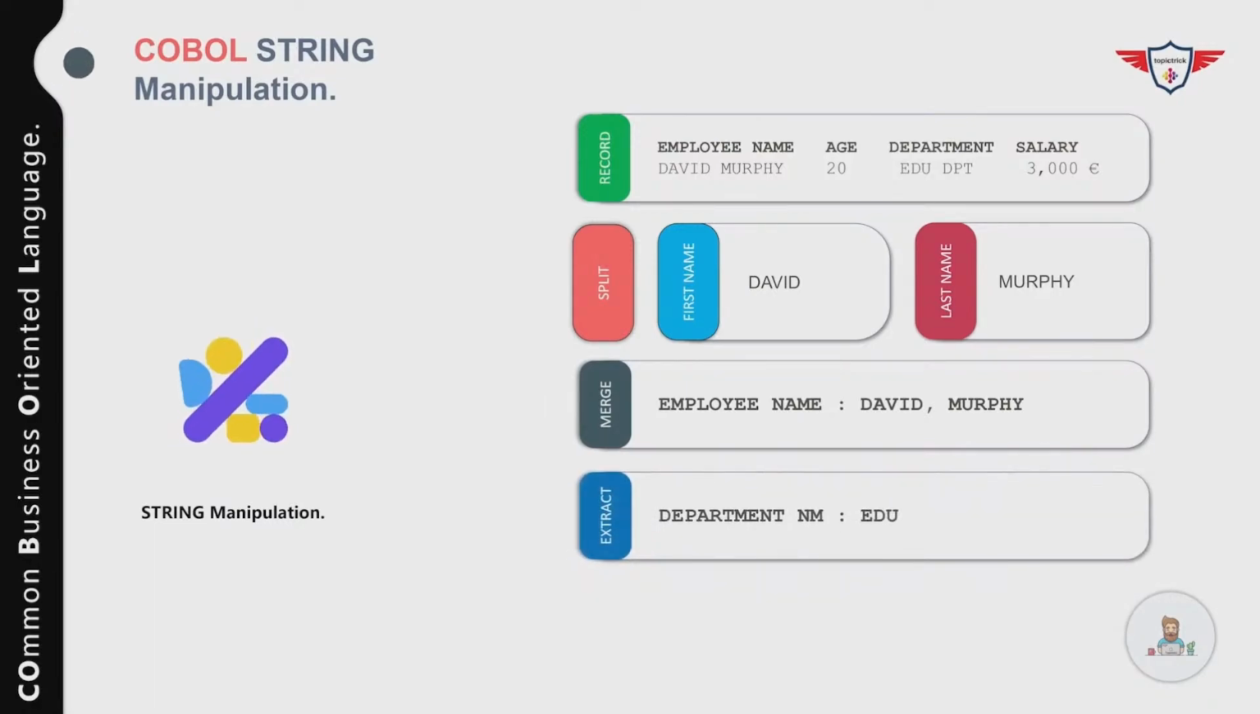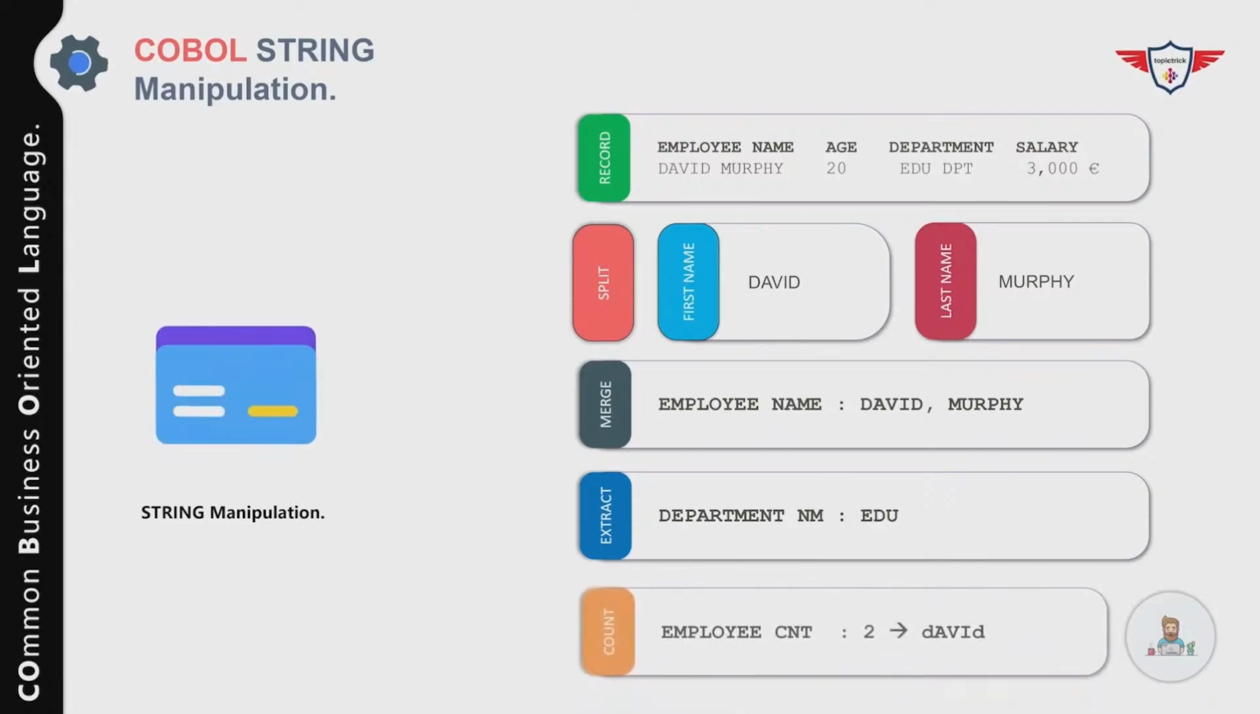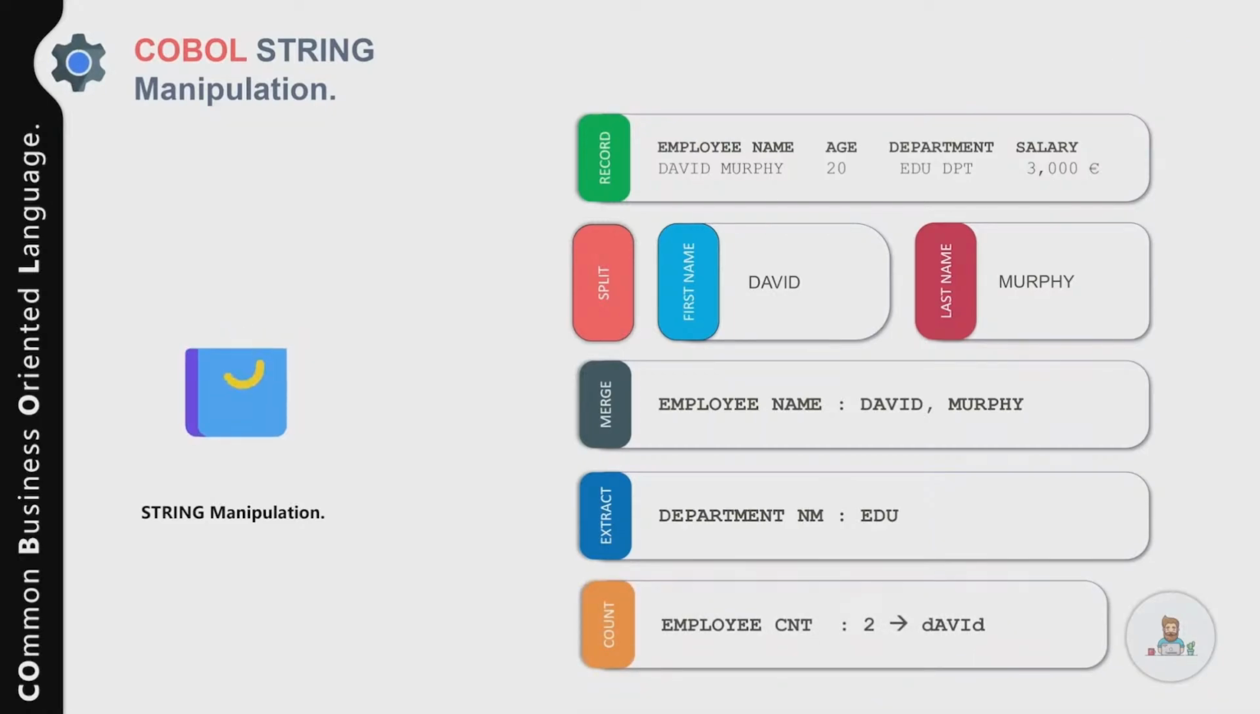And in case you want to extract any specific information, so let's say in this case I want to extract the department name, then I can use the extract function. And lastly, if you want to count specific characters in a string, then you can use the count function. So these are the general operations we perform in our day-to-day life. And all programming languages come with built-in functions, and you can use them to perform various operations as per your requirement.